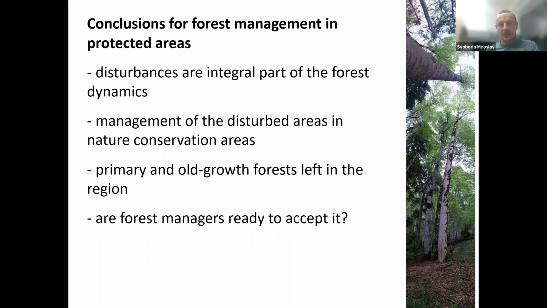And I think that's why it's still important to communicate and to do research on those events, because we have to bring that into practice, and we hope that in the future the forest managers will be ready to accept that the natural disturbances are actually part of the natural forest dynamics.